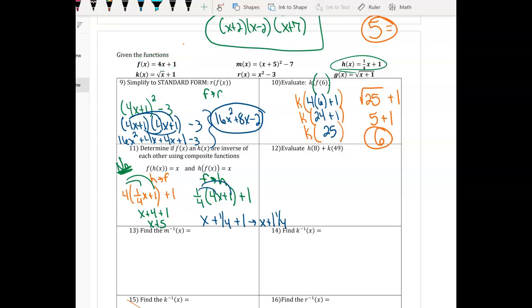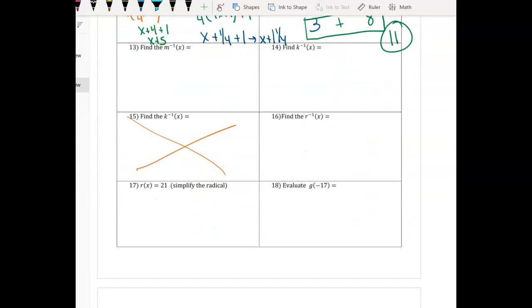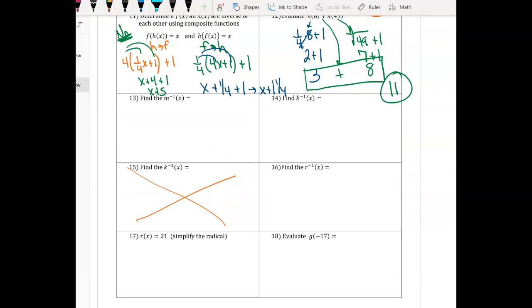Next part, we are going to work with the functions h of x and k of x and put different numbers in and then solve them. So for h of x, I'll take 1/4 of 8, which is 2, add the 1 and get 3. For the k of 49, I'm going to put in square root of 49 plus 1, so that's 7 plus 1, which gives me 8. And then I'll just bring this plus sign down, add these up, and I get 11. And we're going to finish up this page and then call it good as far as the video goes for this page.